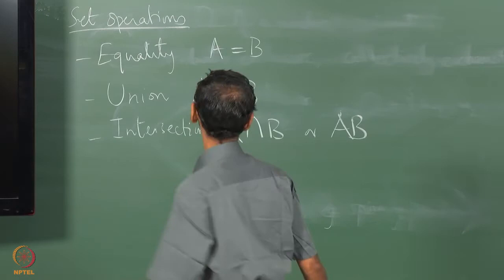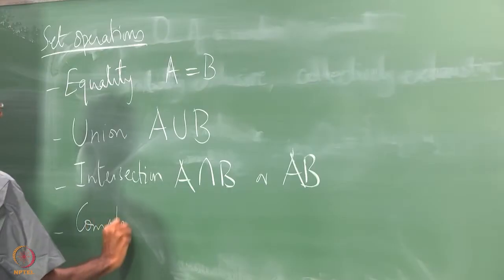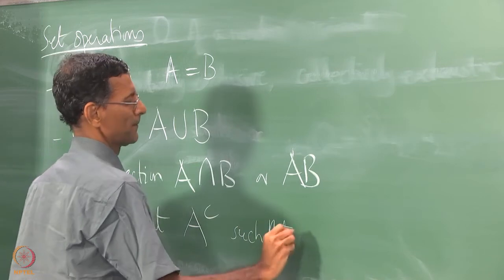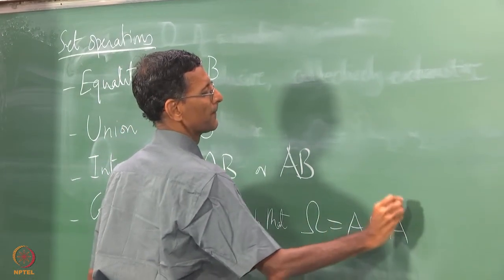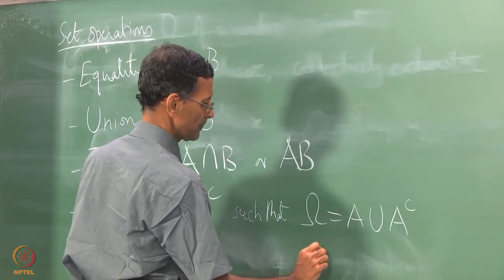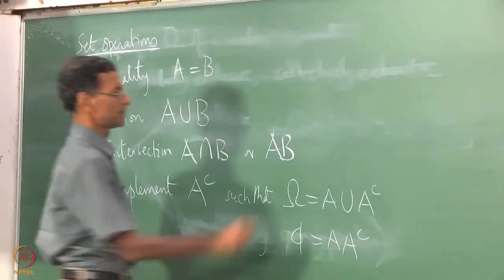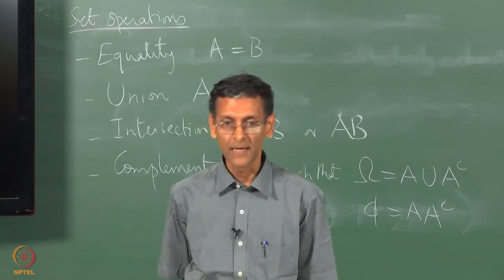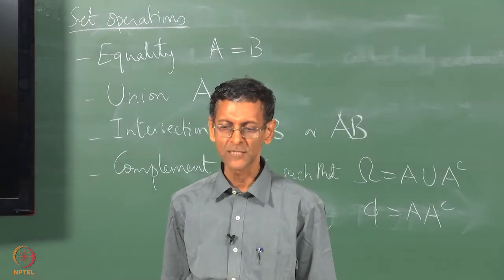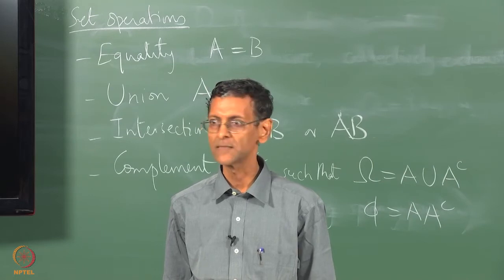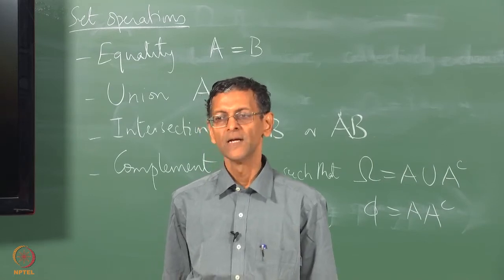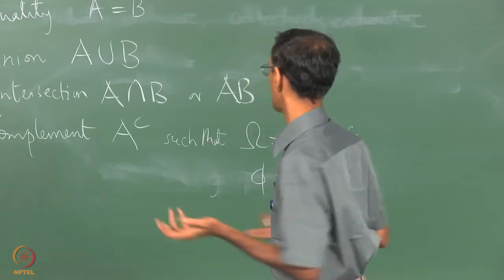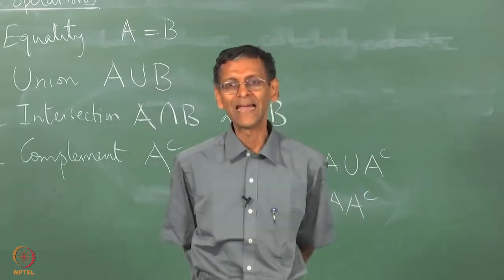Let me write them out first and then, okay, let us go through this one by one. Union, we have already talked about equality. Union is again very intuitive. A consists of some collection of points in the sample space. B consists of maybe a different set of points. So A union B is obviously a superset of A and B, which consists of all the points which belong to either A or B, all of you know that. And intersection is only those points which are common to both A and B.